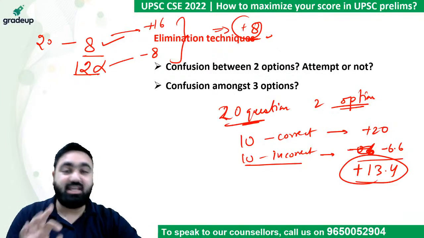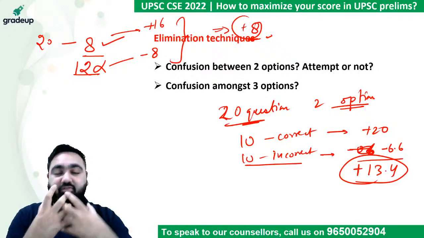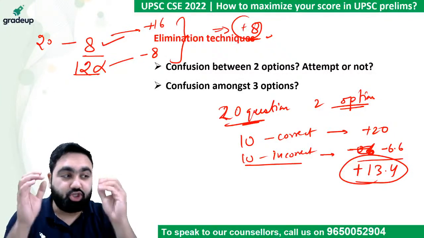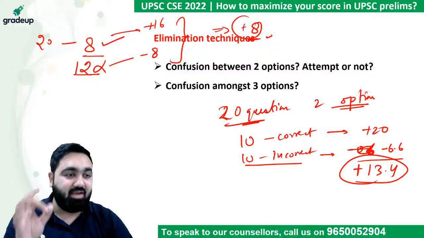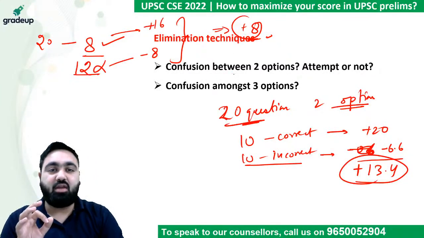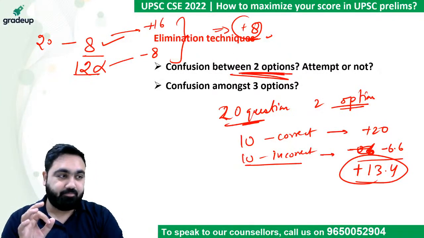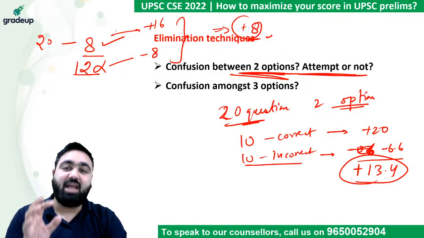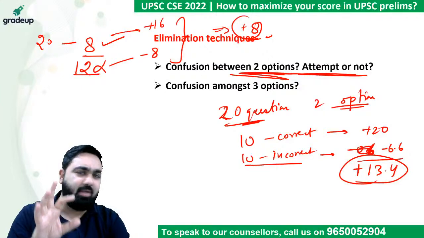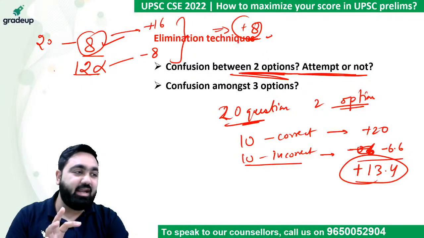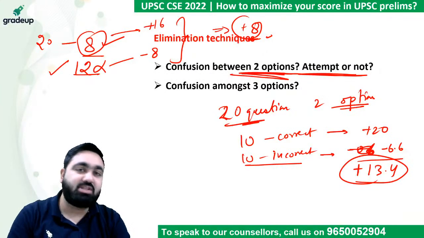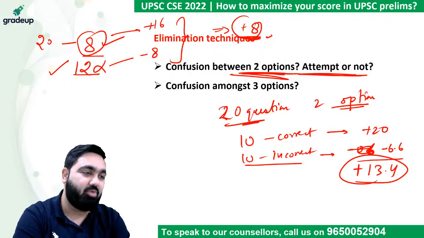So if you see, अगर आप if you are confused between two options, you should attempt that. Please always attempt a question where you are confused between two options only. As you can see, अगर आप 50% probability से भी लगाओगे, 8 ठीक गए, 12 गलत गए, फिर भी see you are scoring well. You are getting something in positive.